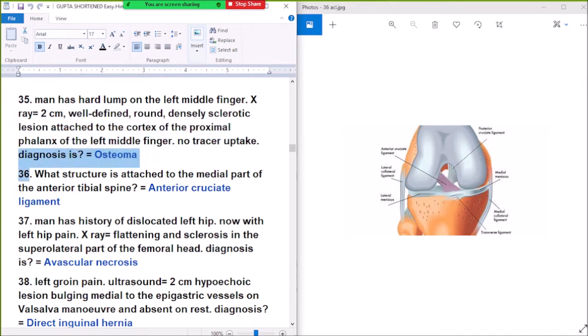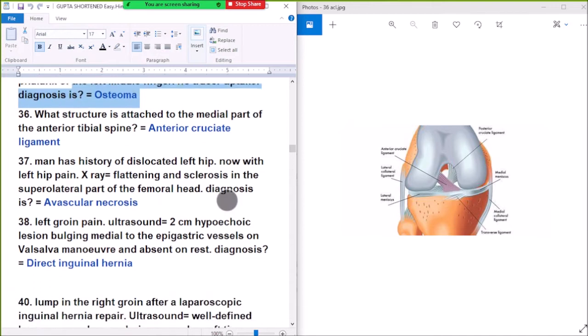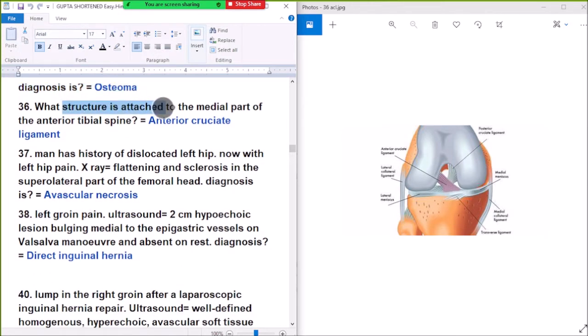Diagnosed osteoma. Simple lump on the left middle finger, and then on X-ray there is a well-defined densely sclerotic lesion attached to the cortex of the proximal phalanx of the left middle finger. No tracer uptake. Diagnosed osteoma. Simple.